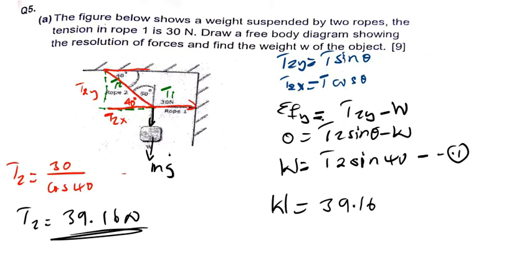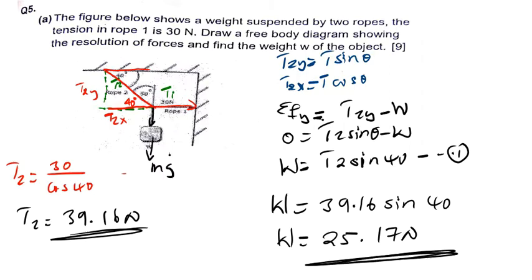After finding T2, I can now go ahead and find W, which is going to be T2, 39.16, sine 40. So the weight force they want us to find is 39.16 sine of 40, which is 25.17 newtons. So that is the answer for this question. The weight force is 25.17 newtons.